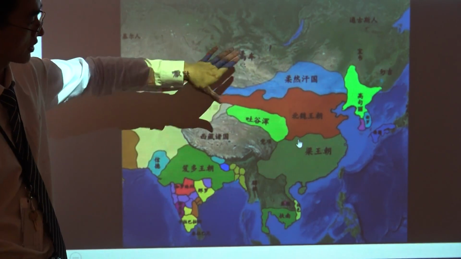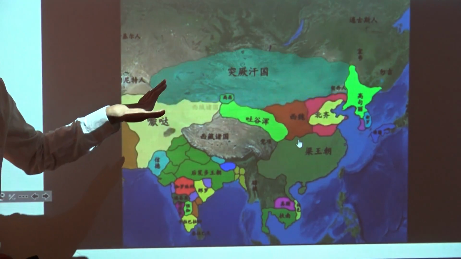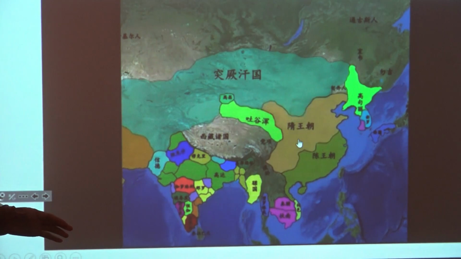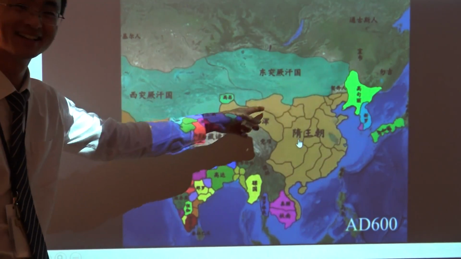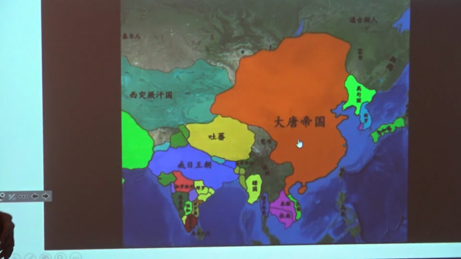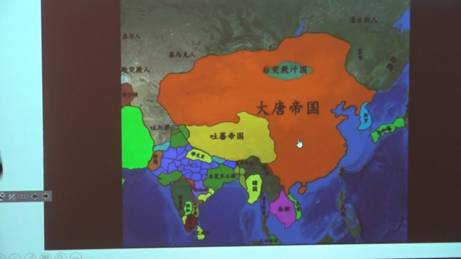People in the north part, in ancient time, they are very dangerous. So we use the great wall this side to protect the country.